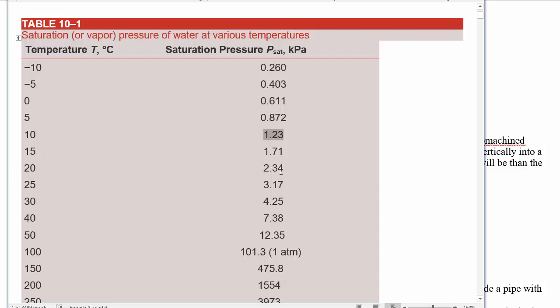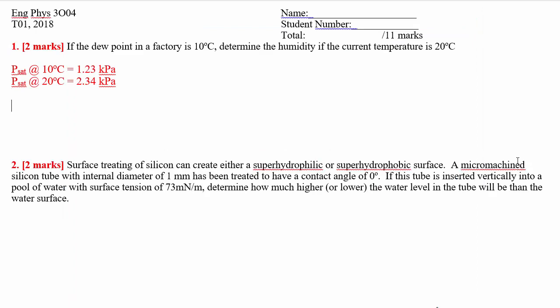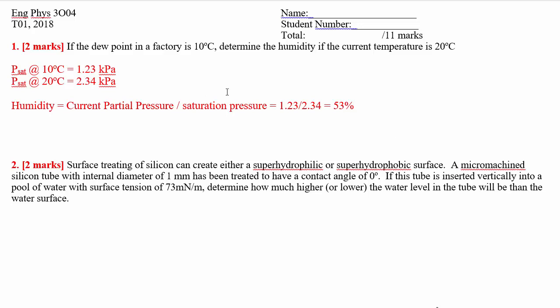And the other thing that we're going to need is the saturation pressure at 20 degrees. Psat at 20 degrees C is equal to, what was that? 2.34 kilopascals. So the humidity is equal to the current partial pressure divided by the saturation pressure at the temperature that we are actually at. So in this case, it would be equal to Psat at 10 degrees divided by Psat at 20 degrees, or 1.23 divided by 2.34. And let's see, we get about 53%. So that's how you do the calculation of the humidity.